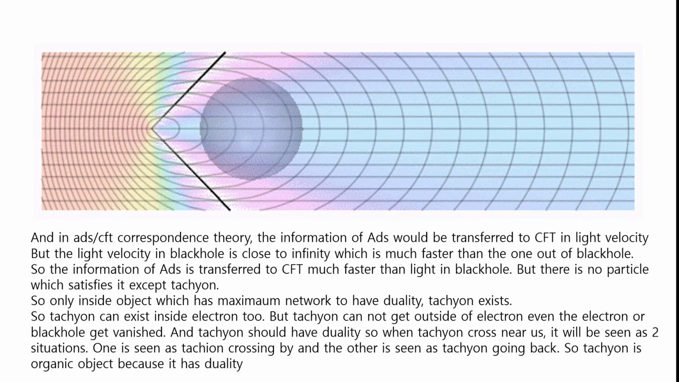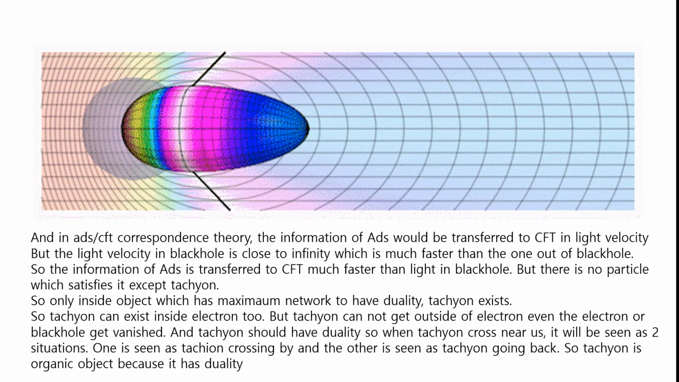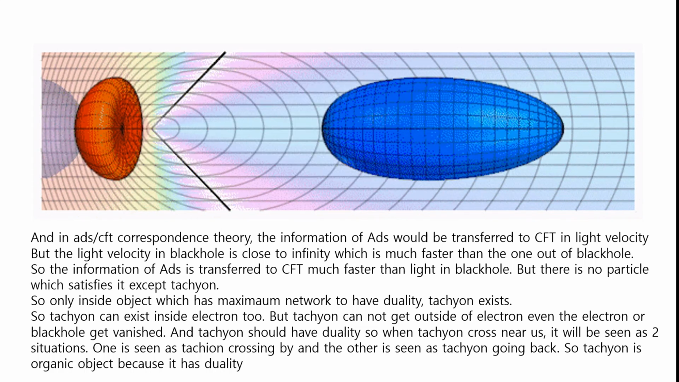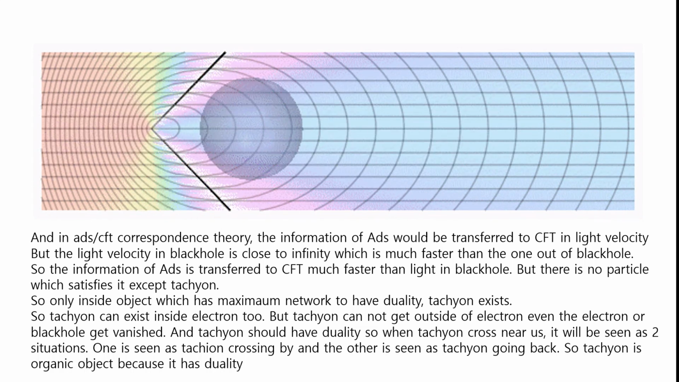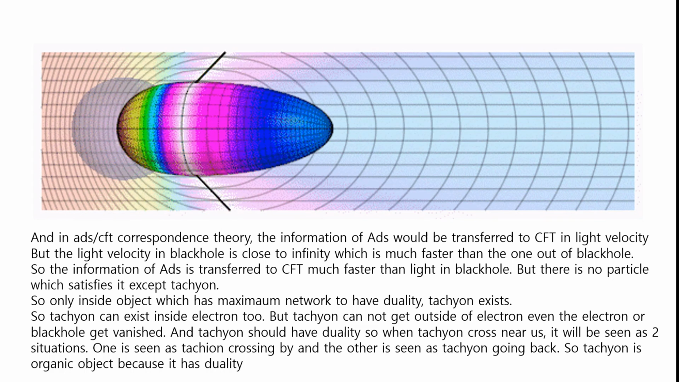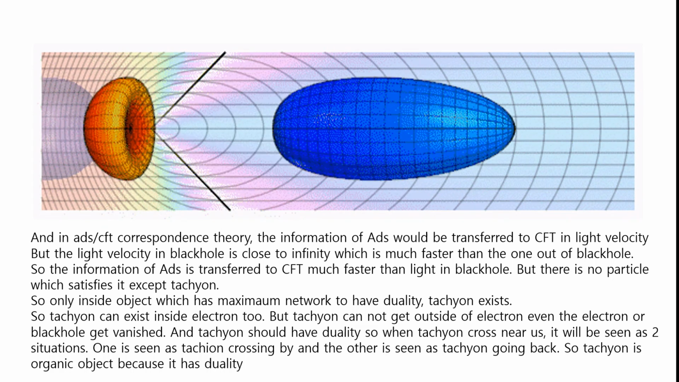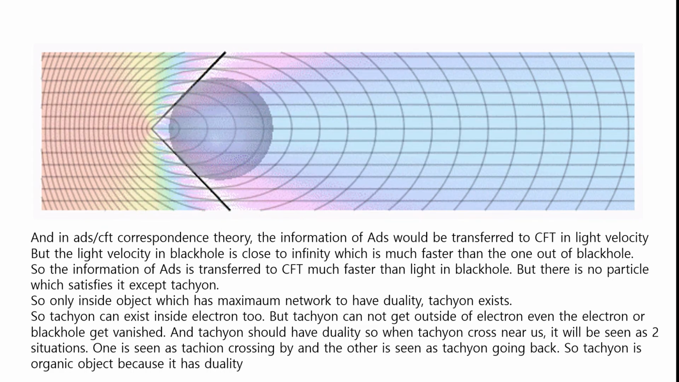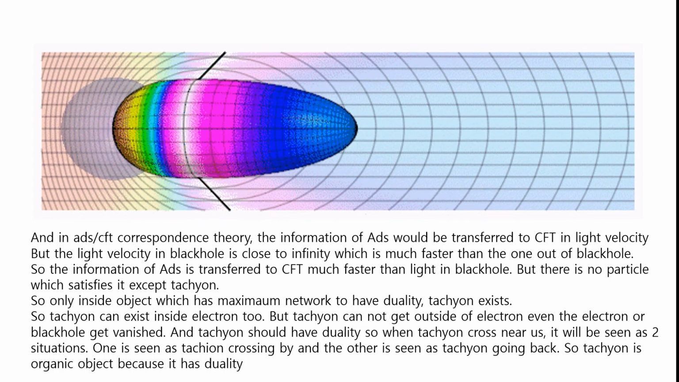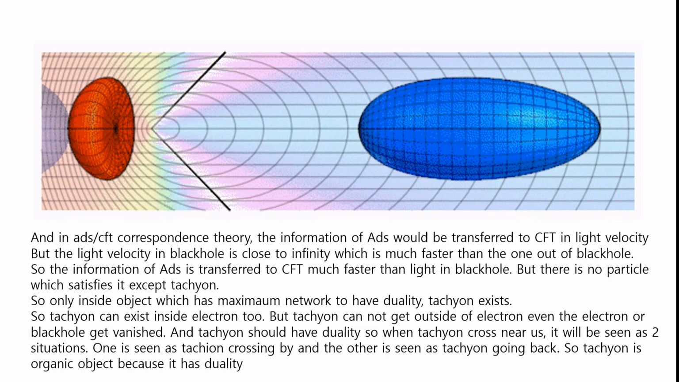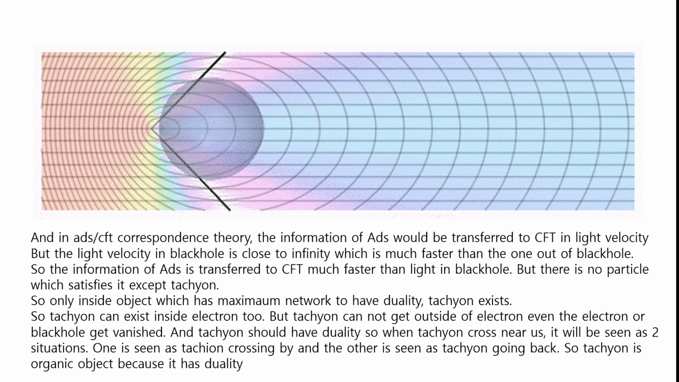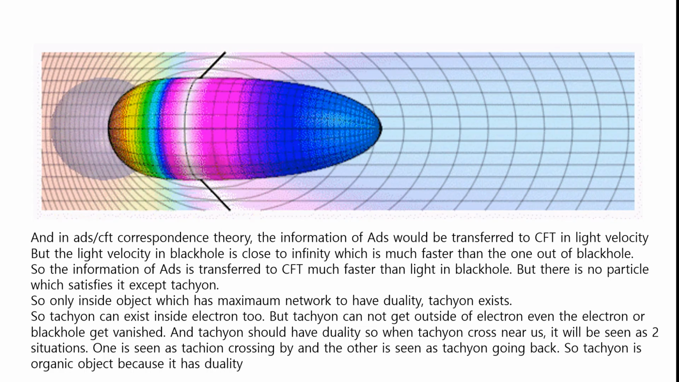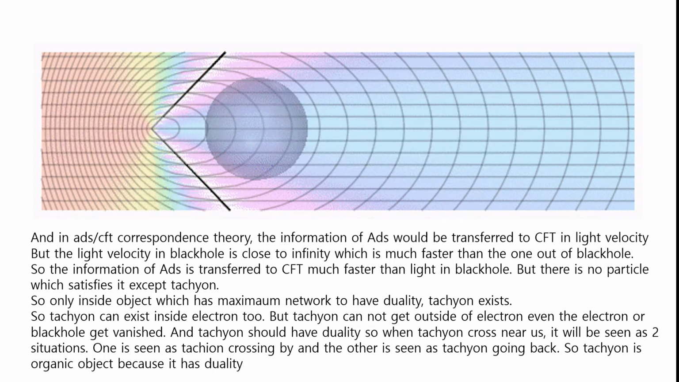So a tachyon can exist inside the electron too, but the tachyon cannot get outside of the electron, even if the electron or black hole vanishes. And the tachyon should have duality, so when a tachyon crosses near us, it will be seen in two situations. One is seen as the tachyon crossing by, and the other is seen as the tachyon going back. So the tachyon is an organic object because it has duality.